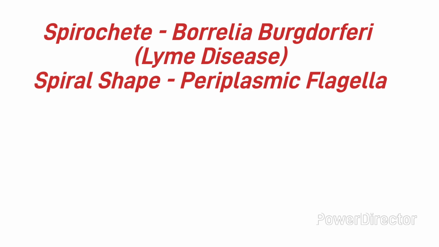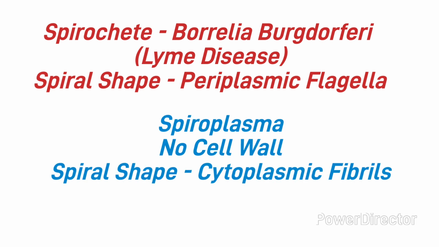Okay, taking another example, Spiroplasma, a citrus pathogen. Mostly it is affecting citrus plants. So these bacteria do not contain any kind of cell wall or flagella. So how can it show this kind of shape? So it generally relies on contractile cytoplasmic fibrils to give the bacteria a spiral shape.